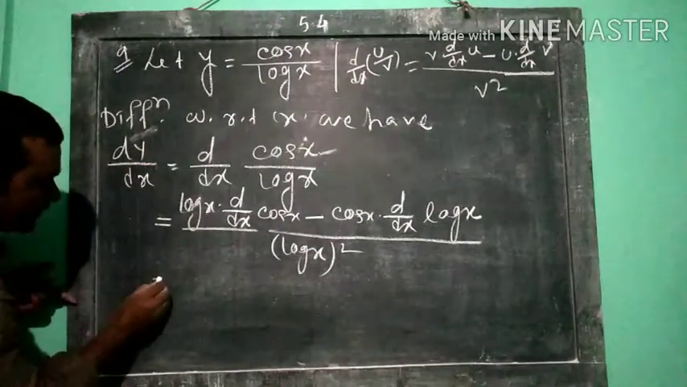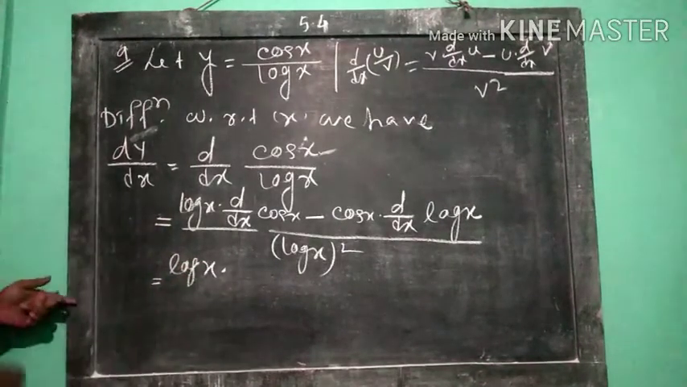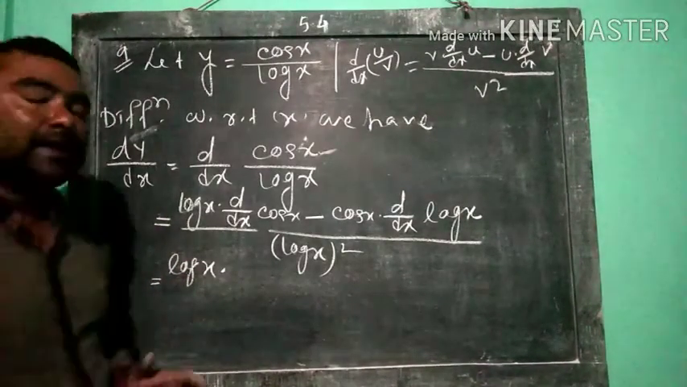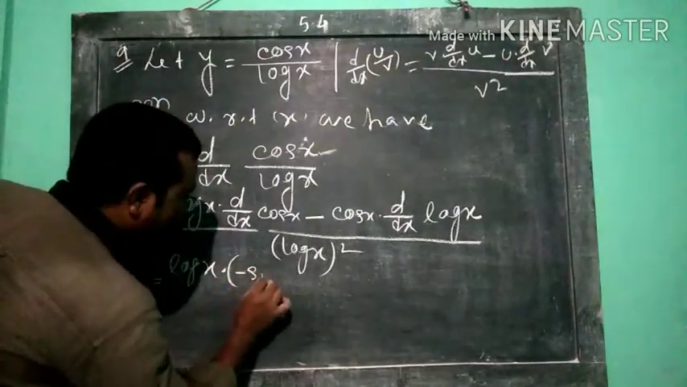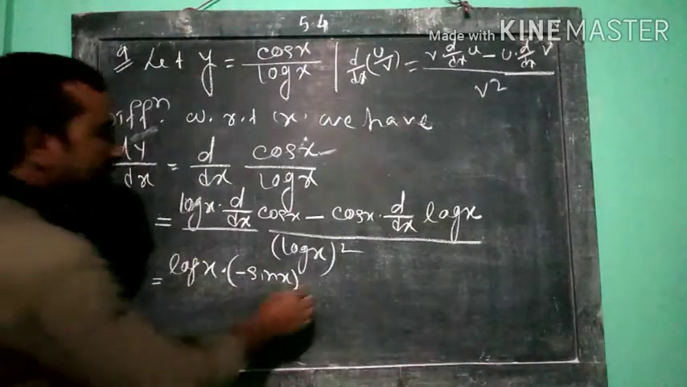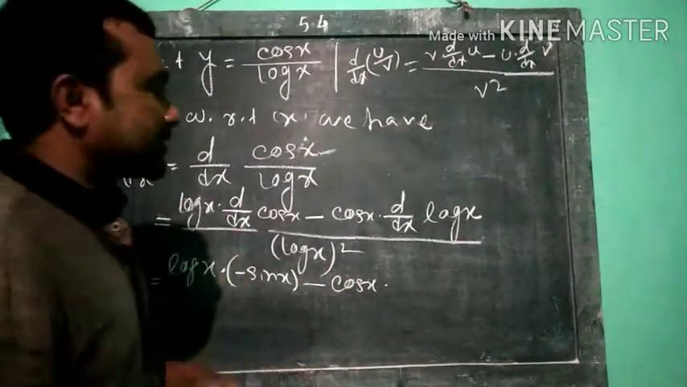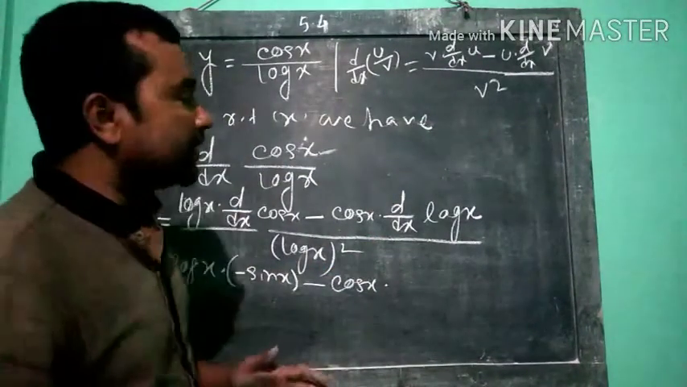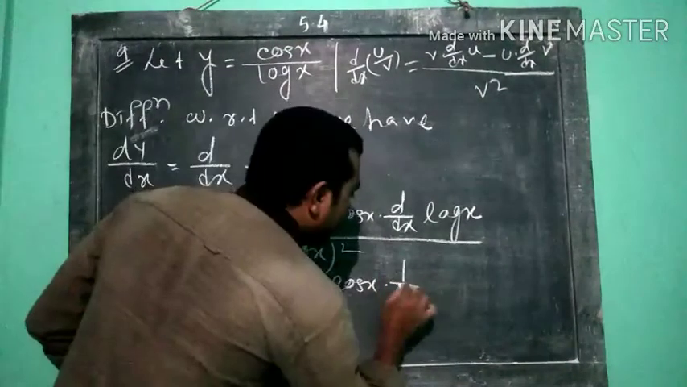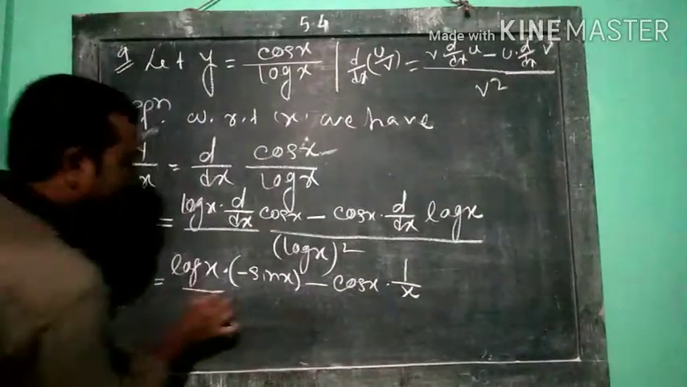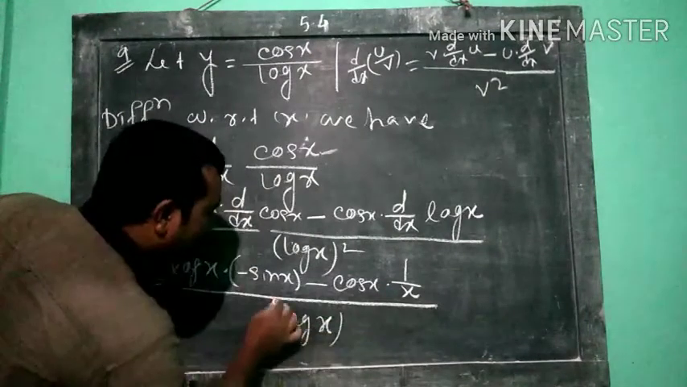So this is equal to log x into d/dx of cos x. We know the formula: d/dx of cos x is minus sin x. So here minus sin x, minus cos x into d/dx of log x. We know the formula: d/dx of log x is 1 by x. So this is 1 by x, divided by v square, which is log x whole square.